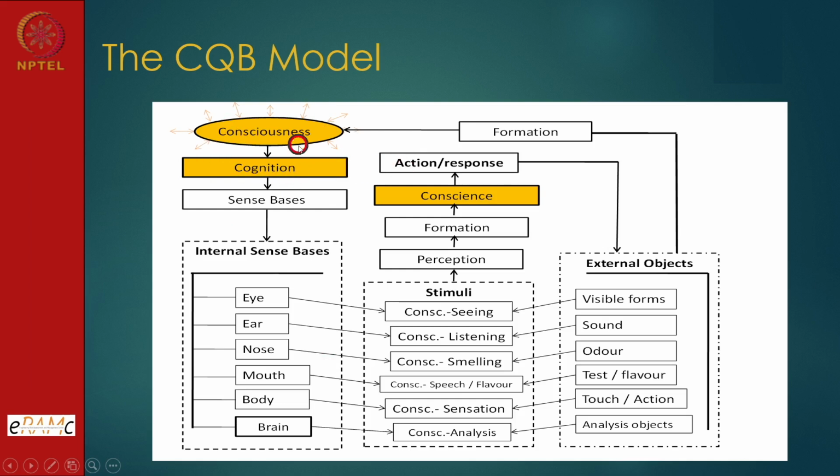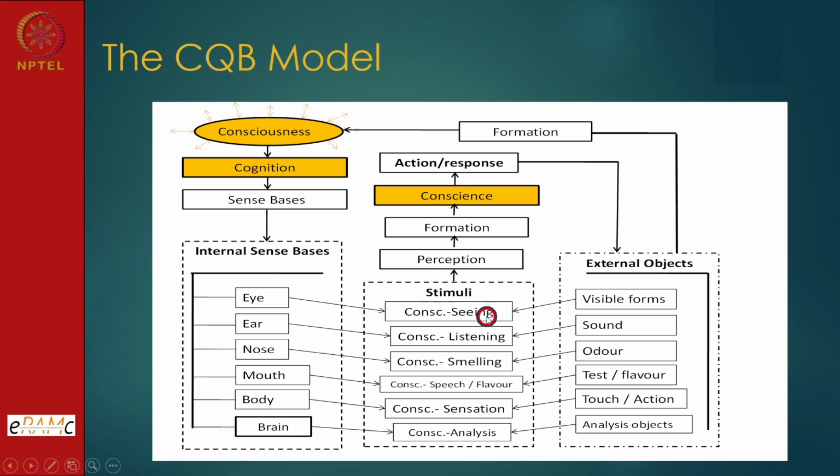Then it drives the cognition, and of course it drives the sense basis, which becomes the product, the stimulus. So we have internal sense basis, which are eye, ear, nose, mouth, body and brain. In the literature we have 5 sense bases, but keeping in view the requirement of our CQB or human factor development, I have added brain here, so we have 6 stimuli.